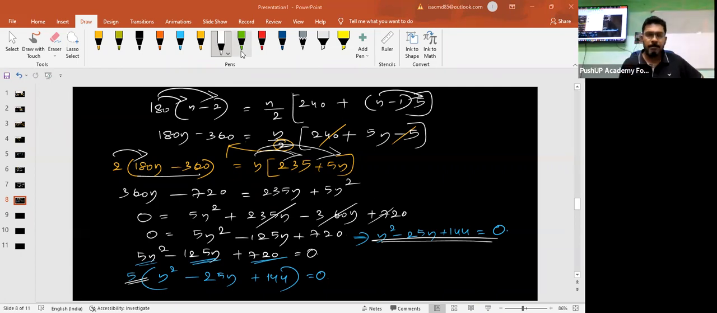Okay, Purva. So what is the value of n? Harni? 9 or 16. If both the values are positive, then you should accept both the values, isn't it? So the number of sides could be 9 or the number of sides could be 16 also. Everyone got?